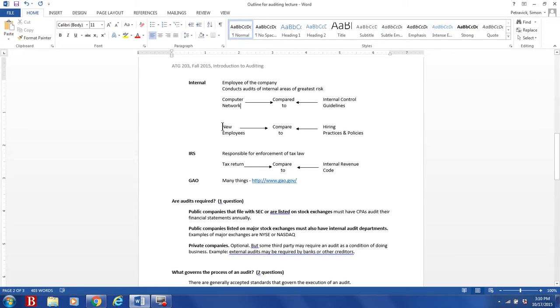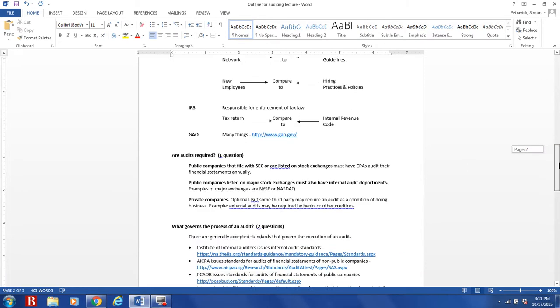An internal auditor might also look at new employees. What might the internal auditor be interested in? Well, the company may have hiring practices and policies, or there's laws related to hiring practices and policies. And so the auditor would compare how new employees were handled to those hiring practices and policies, and either report the employees were handled okay, or report that there were deviations.